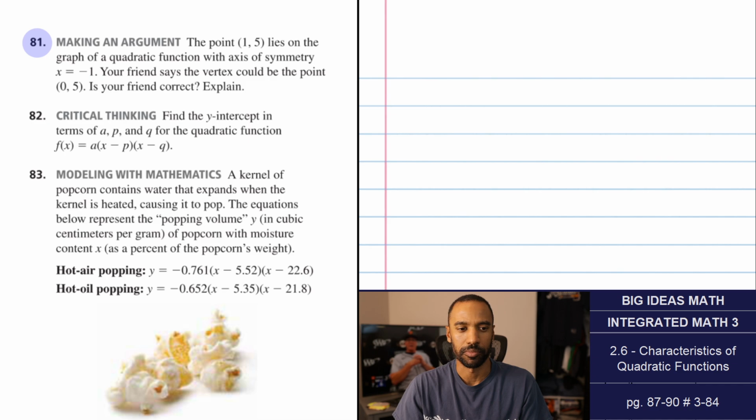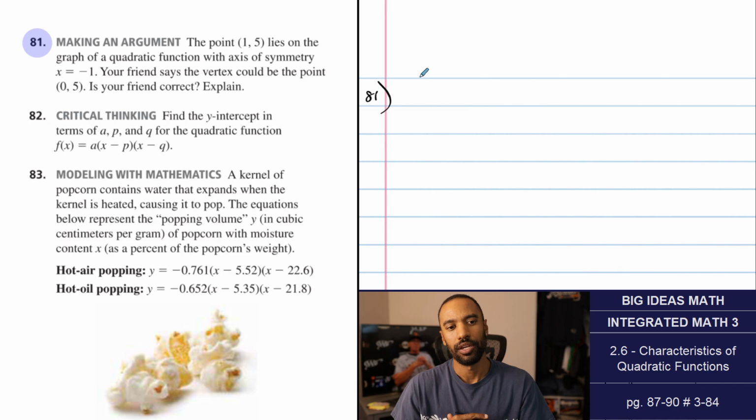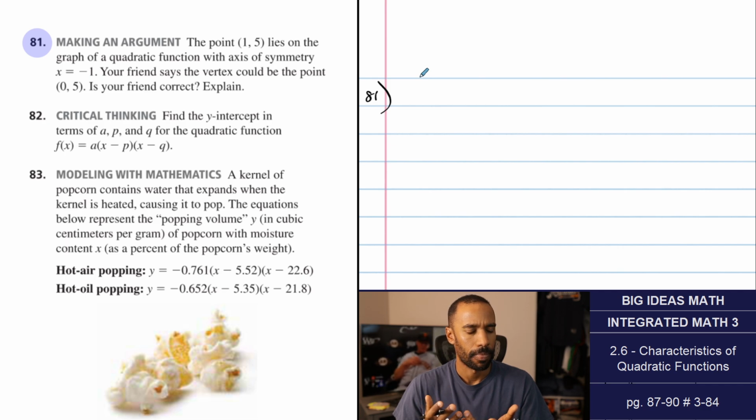We have four more problems. Number 81, making an argument. The point (1, 5) lies on the graph of a quadratic function with axis of symmetry x equals negative 1. Your friend says the vertex could be the point (0, 5). Is your friend correct? Explain. No. There are two reasons it can't be.